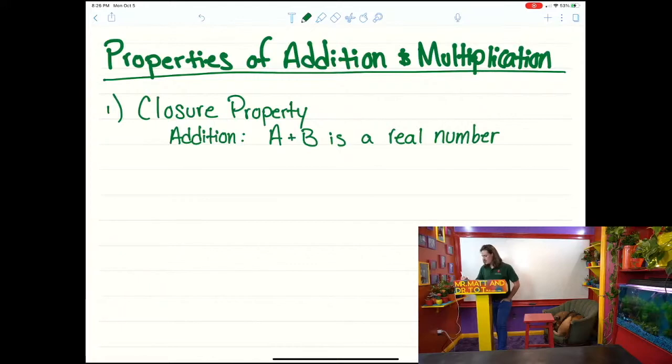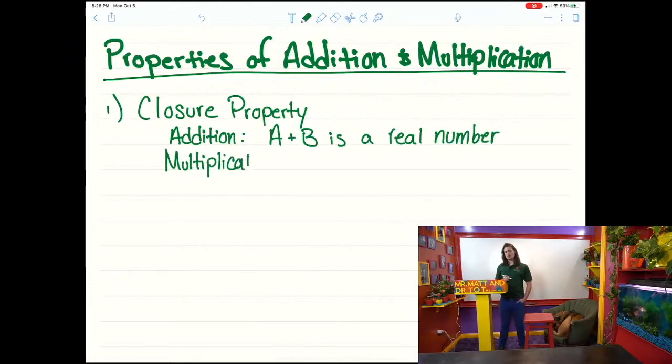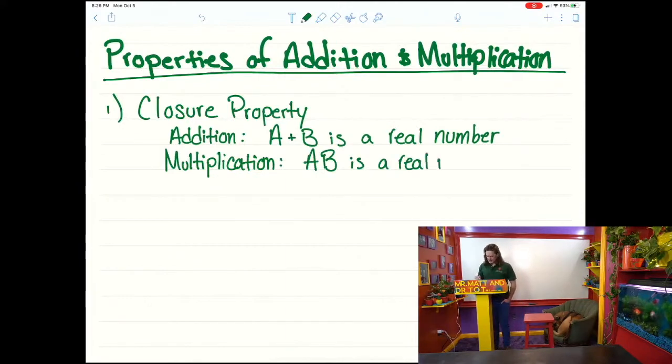So this property is pretty much a dead giveaway if you're asked to identify addition and multiplication properties on a test, because it's the only one that's going to come in the form of a sentence. The other ones are going to be expressions or equations. So that's the closure property of addition and multiplication. The second property is the commutative property.